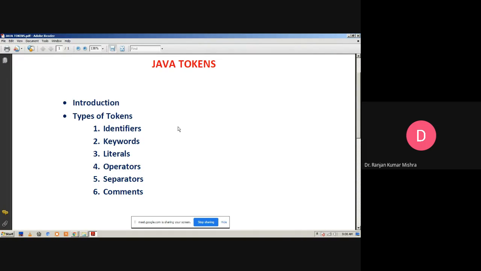When you submit a Java program to the Java compiler, the compiler goes through the text and extracts individual tokens. In very simple language, we can say that tokens are individual words, characters or numbers separated by white spaces or separators. Java tokens can be categorized into six types: identifiers, keywords, literals, operators, separators, and comments. First of all, we discuss the identifier.